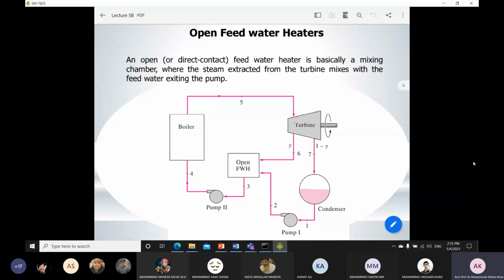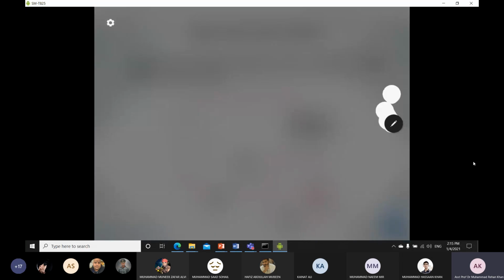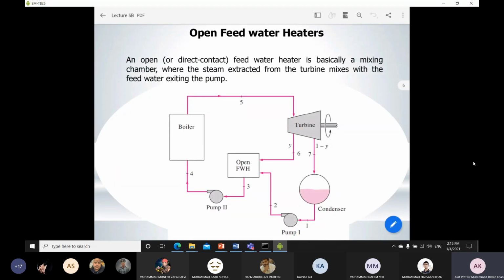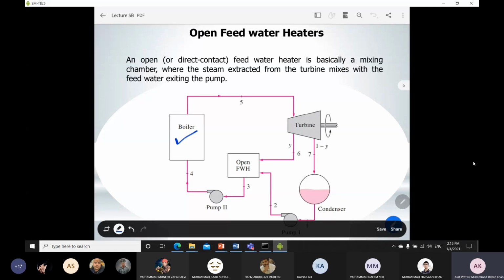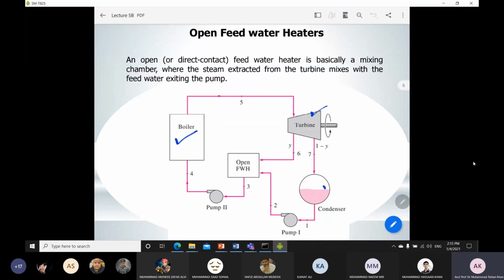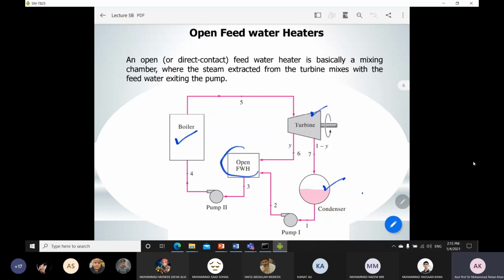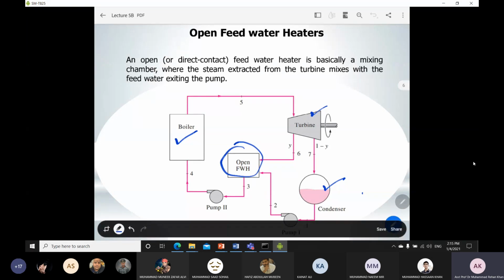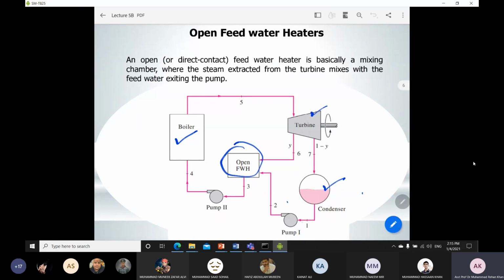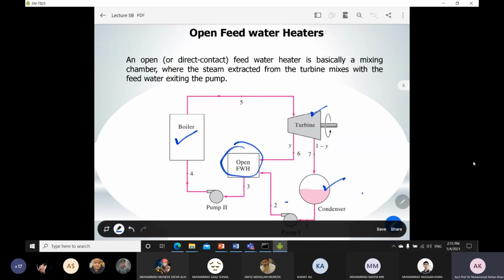Okay, so this is how the open feed water heater looks. Previously we saw the Rankine cycle, which has a boiler, turbine, condenser, and a pump. But now we have to add another portion, which is your open feed water heater. And we have to add two more pumps in order to pump the fluid in the open feed water heater, and one pump is required in order to send the feed water to your boiler also. So this is the idea behind it.